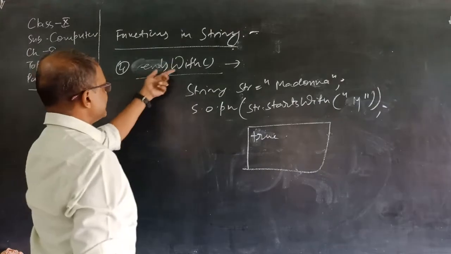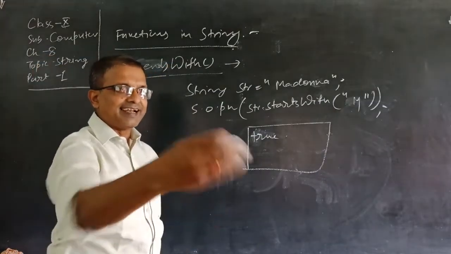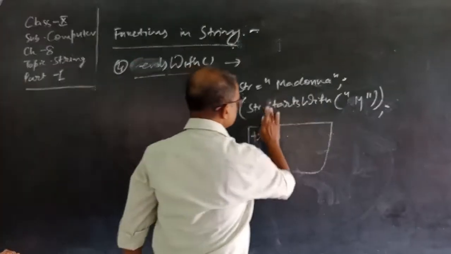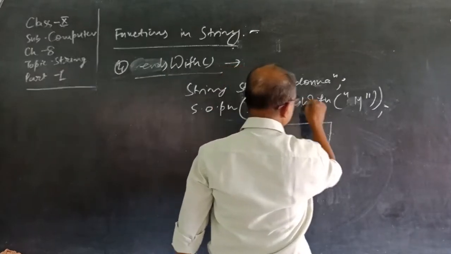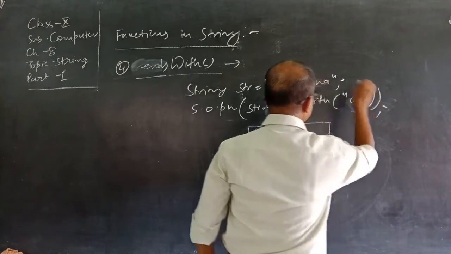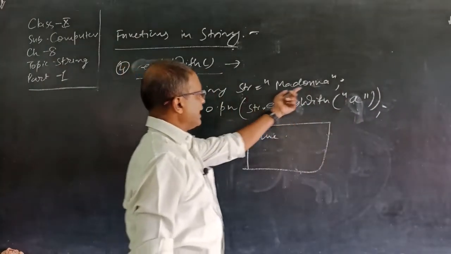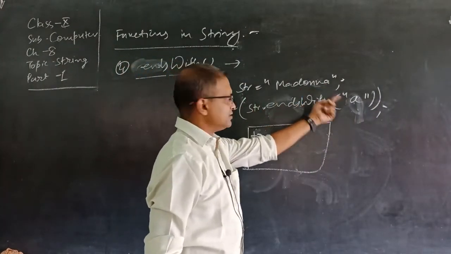As we have used startsWith, in the same way, here is another function, endsWith. This endsWith is used to check whether the string is ending with a particular character or not. Suppose here we will write a small a, this will return true because Madonna ends with a; the last character of Madonna is small a.